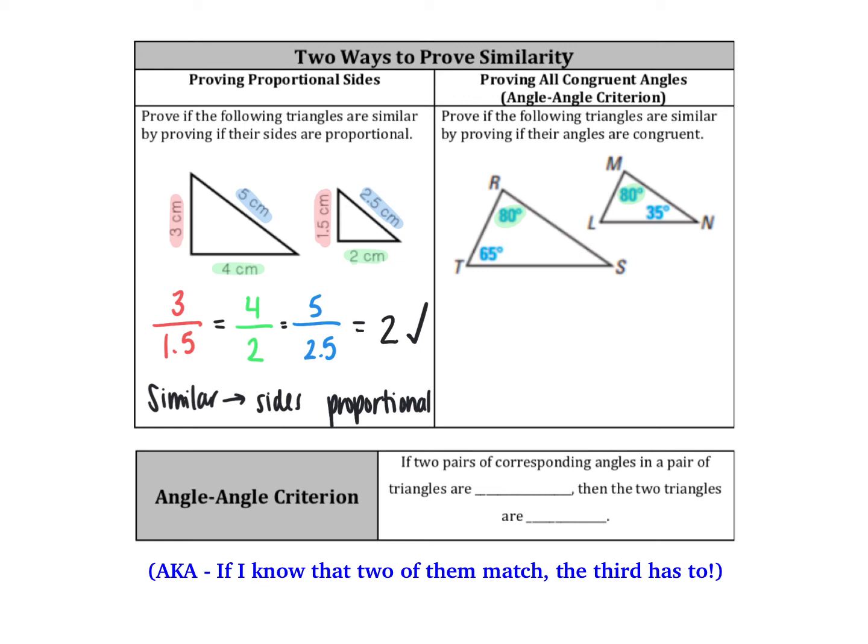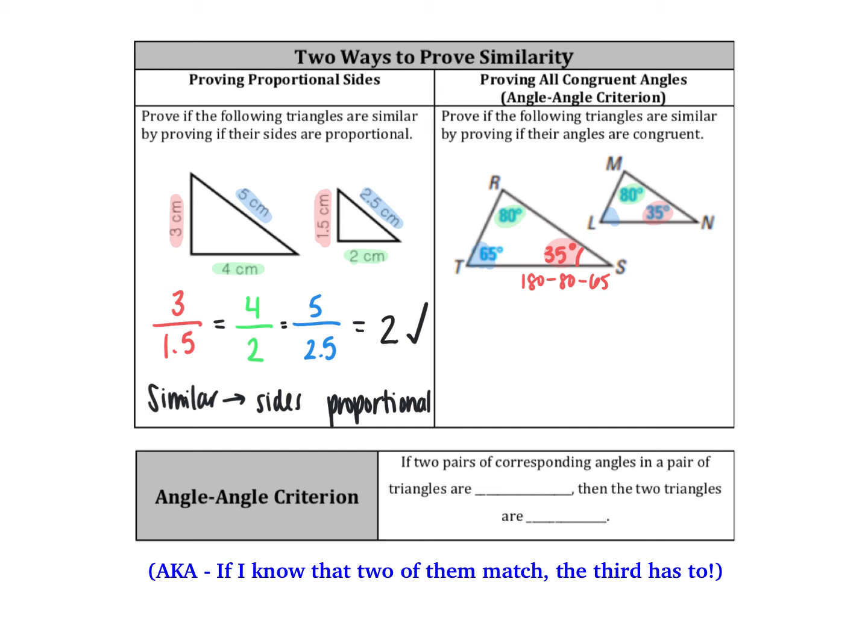So let's look at TRS and find what this missing angle would be. I could do a quick 180 minus 80 minus 65 to get there, and that would tell me that missing angle is 35 degrees. I can actually stop there without having to find the missing angle of that third one. Since these two match, by default, these angles would have to match as well, since the sum has to be 180 in each of them.